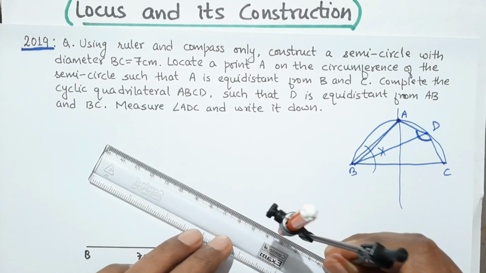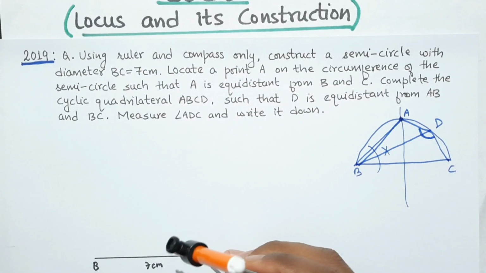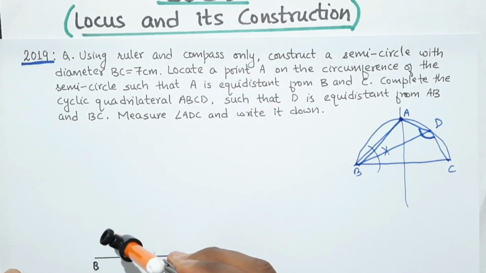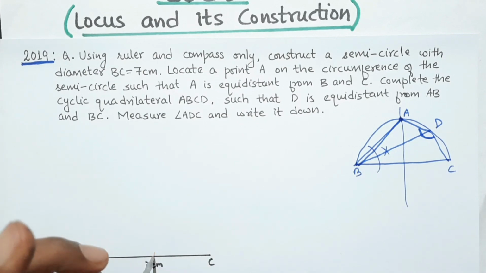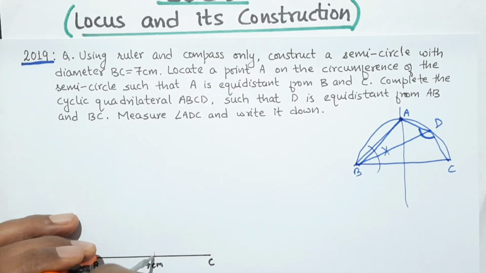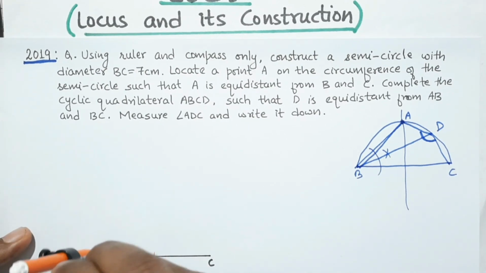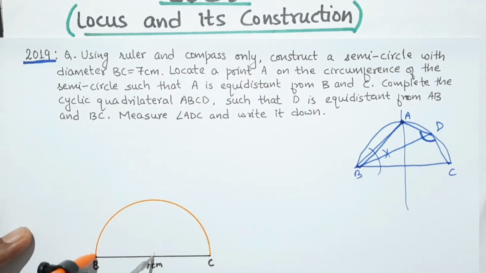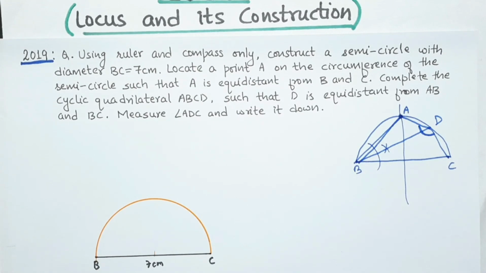Then we are going to draw a circle. This is our center. Now let us draw a semicircle. So this is our semicircle. First part done. Now the second part: we have to locate a point A on the circumference of the semicircle such that A is equidistant from B and C.